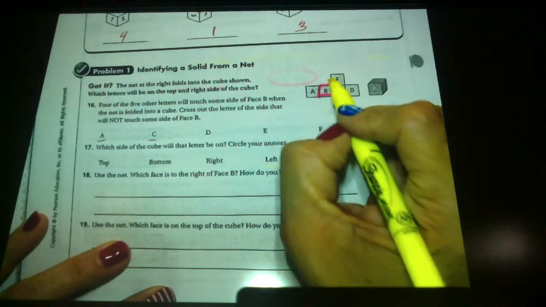Those definitely touch it. Then look for any L-shaped patterns. Like for instance, from here to here is an L shape. That means that B and E are going to end up touching. And don't they share a corner anyway? All right, so you're going to want to underline E. So you have a choice between D and F.